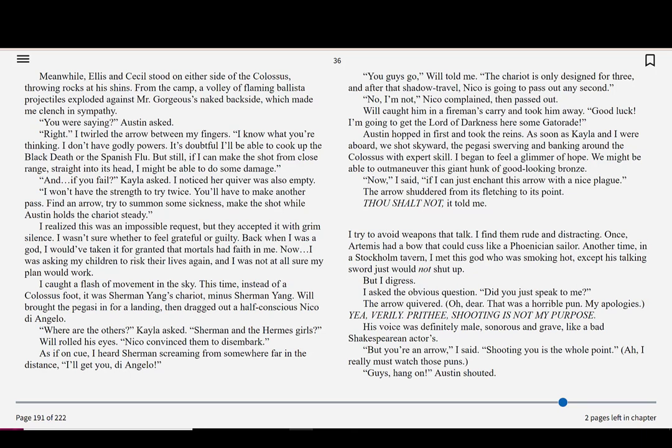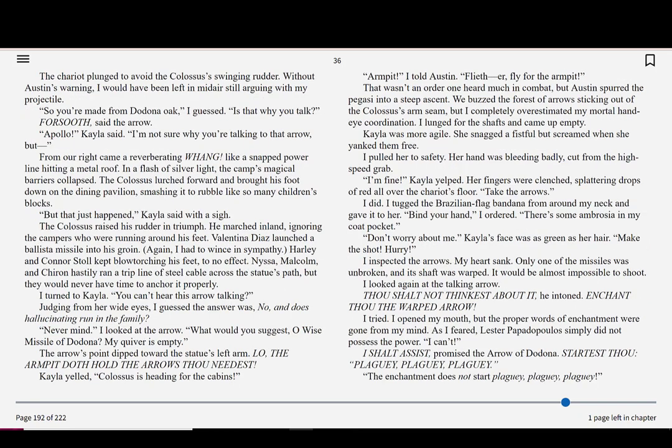Guys, hang on, Austin shouted. The chariot plunged to avoid the Colossus's swinging rudder. Without Austin's warning, I would have been left in midair, still arguing with my projectile.